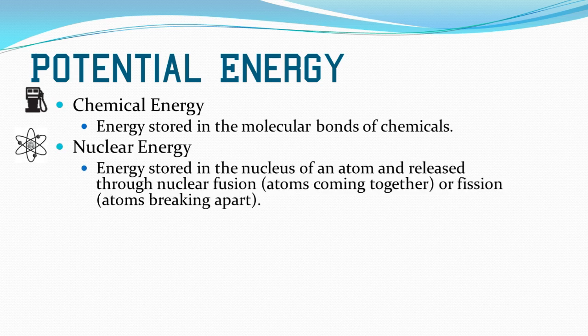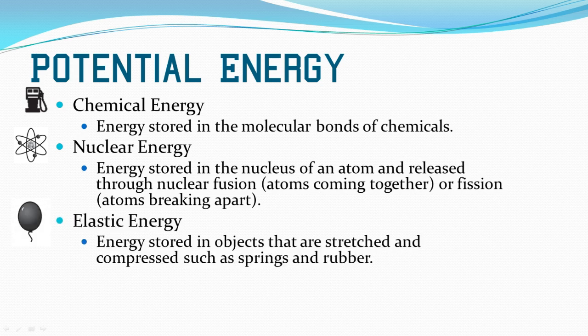Nuclear energy. This is energy stored in the nucleus of an atom and released through nuclear fusion, which is atoms coming together, or fission, atoms breaking apart. Nuclear fusion takes place in the sun's core. Nuclear fission is how we on Earth get nuclear energy. Because on Earth we get all of our energy originally from the sun, all energy on Earth begins as nuclear energy.